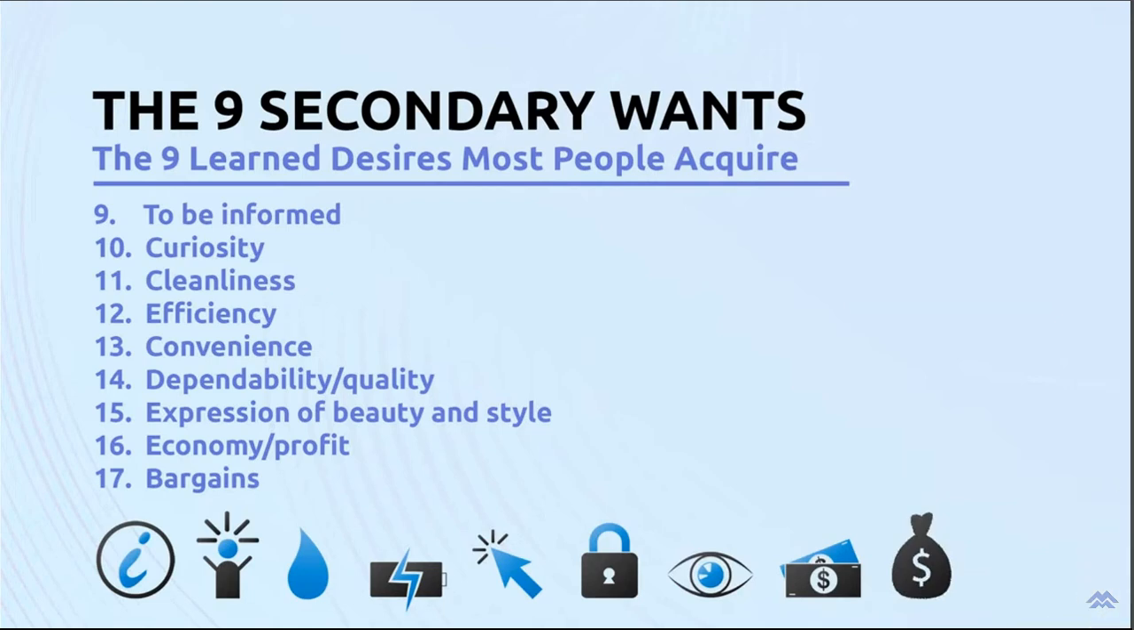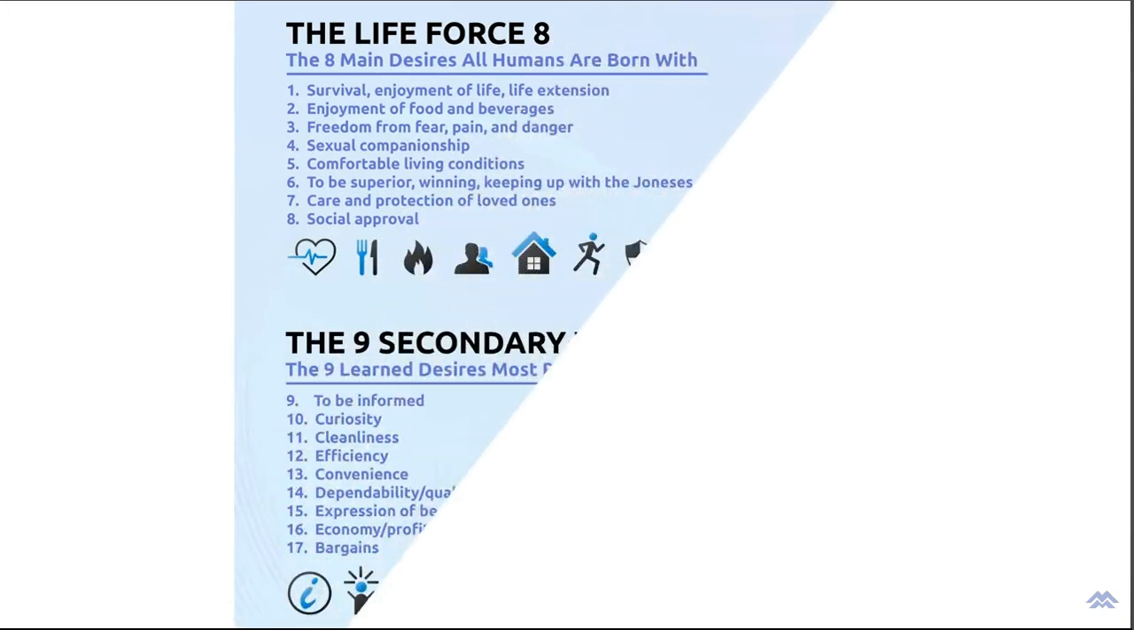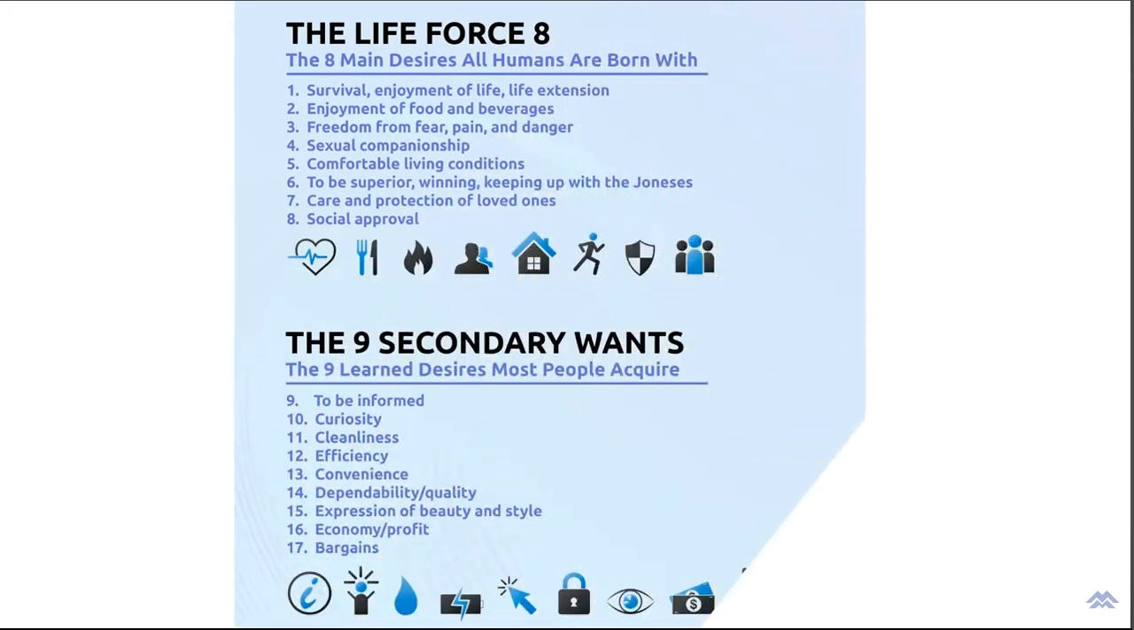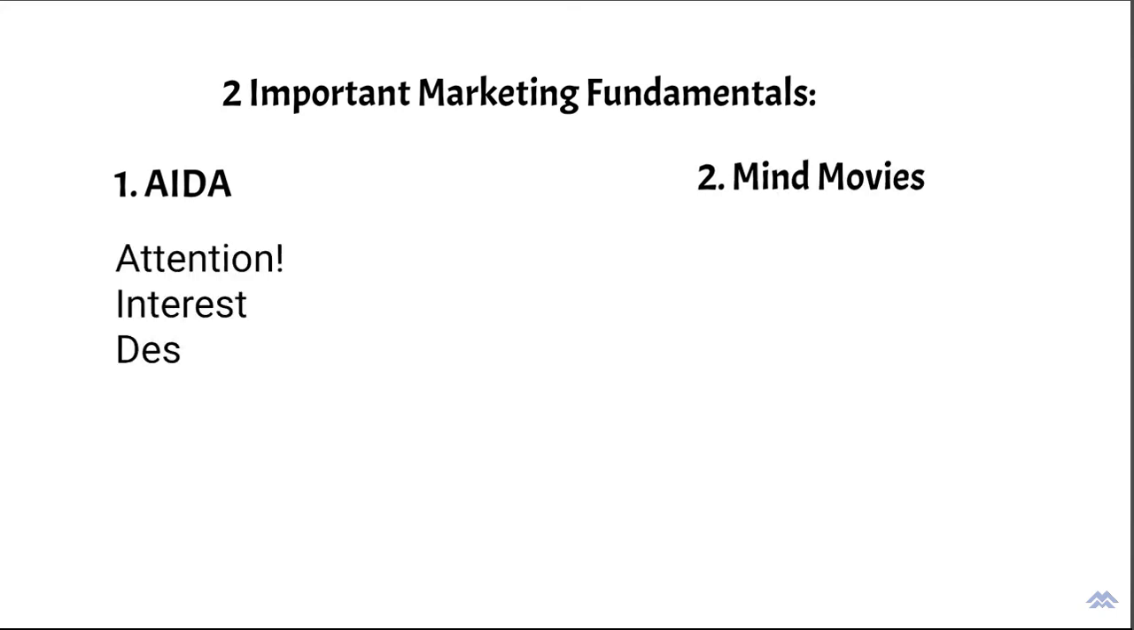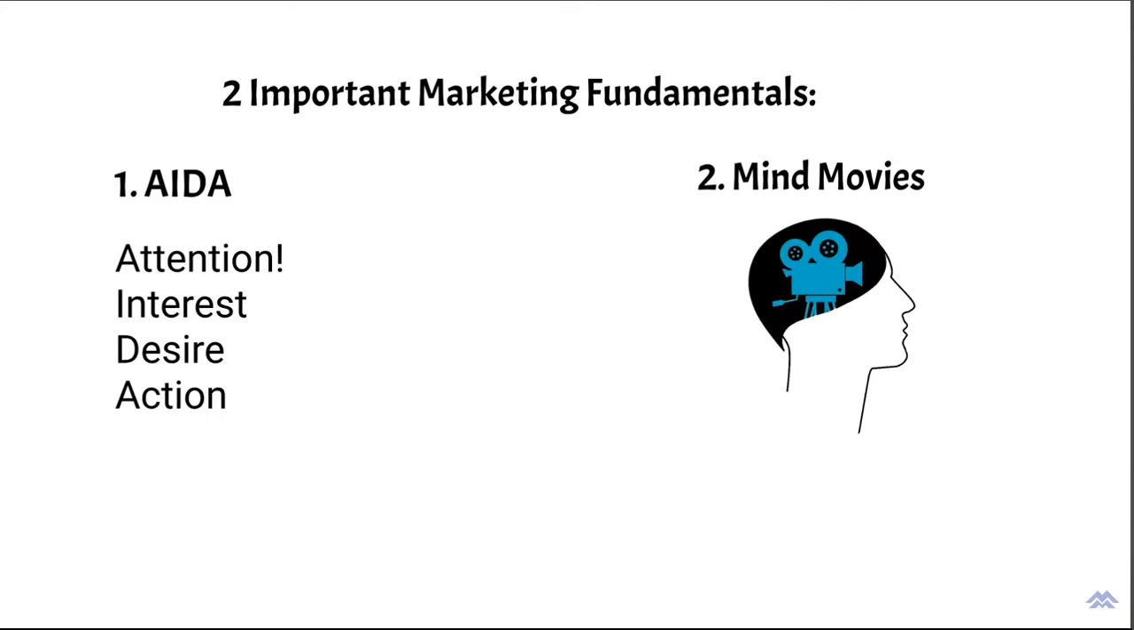So before we go into detail and list the LF8, the 9 secondary desires, and Drew's other great tips, let's cover these 2 important marketing fundamentals so you can better apply and understand how to properly use what Drew teaches. Drew teaches these 2 marketing fundamentals later on in this book, but I feel like it's best if you understand them first before we go through the LF8 and the 9 secondary desires. Marketing fundamental number 1, AIDA.